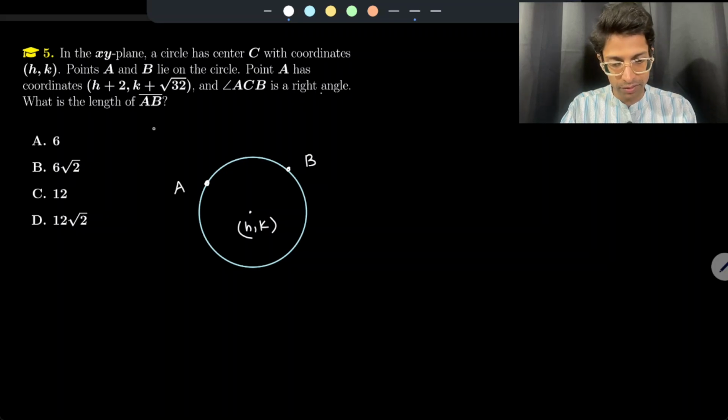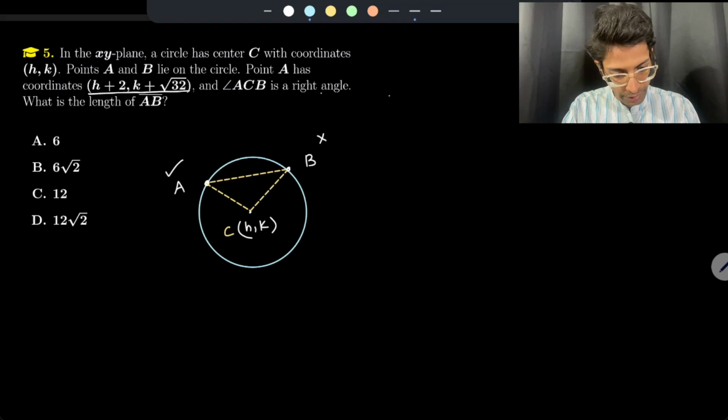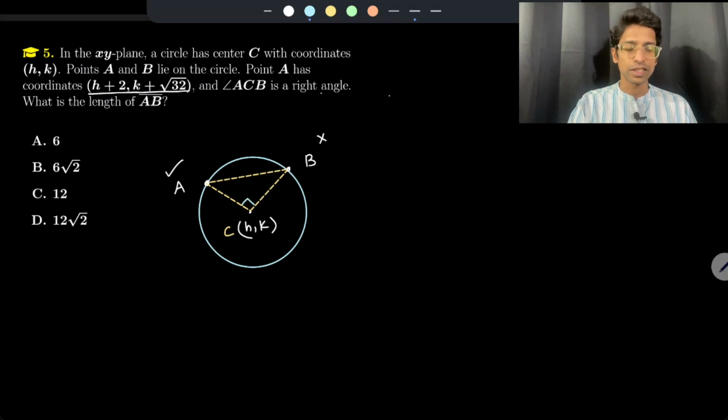Point A has coordinates which are given like this. So these are the coordinates of point A. Point B coordinates are not given. Point A coordinates are given. Point B coordinates are not given. And then what else he's telling you? He's telling you that ACB is a right angle. So this is my point C. So let me complete this triangle, and then he says that this angle is 90 degrees. This angle is 90 degrees.